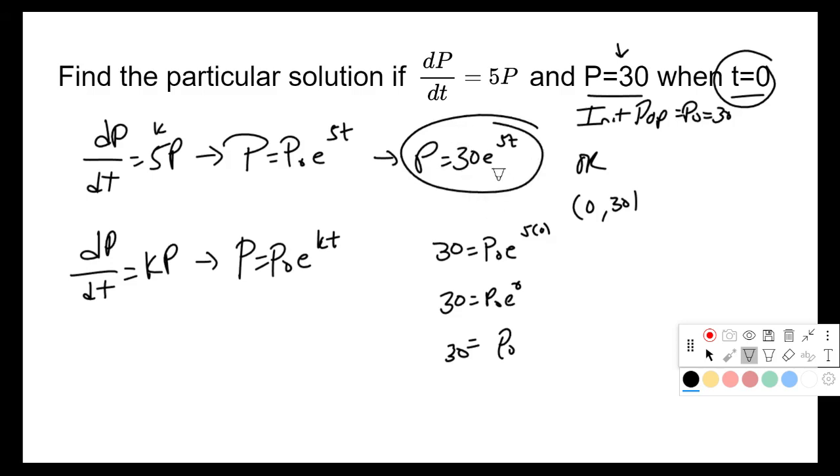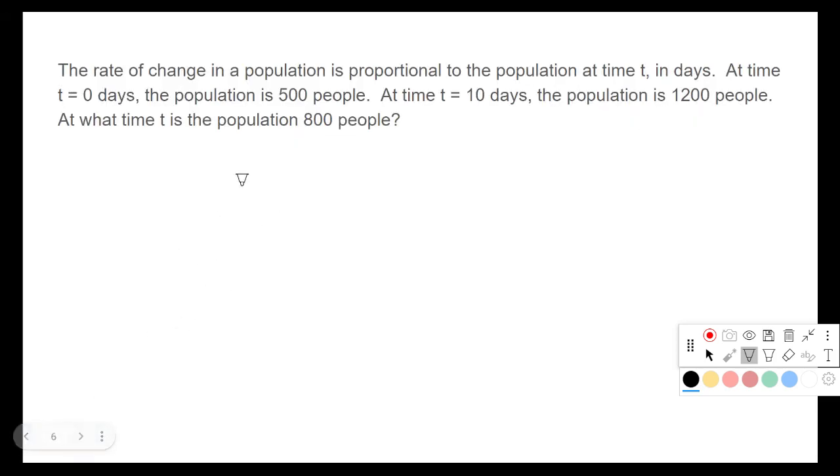P equals 30 e to the 5t. So you can just solve this straight away without having to derive the fact that dp dt equals 5p gives you p equals p naught e to the 5t power. You can just do it one shot and be done with it. All right, let's try one more here.